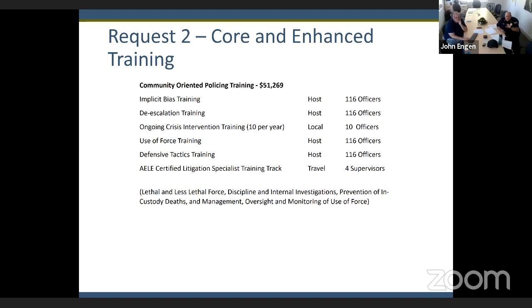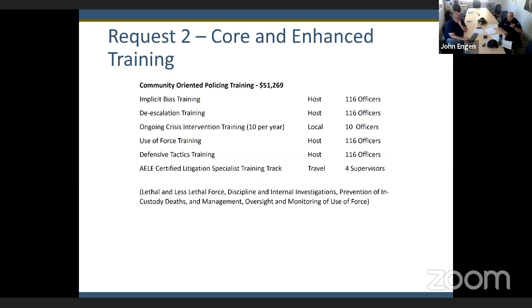We will send our supervisors to this special training that allows them to provide enhanced oversight and supervision in areas involving force, discipline, and internal investigations, in management and oversight of those critical items that the public is asking us to make sure we are holding our people accountable for. In order for us to do that, we need to provide specialized training for our supervisors.